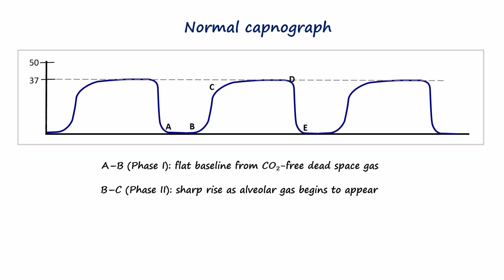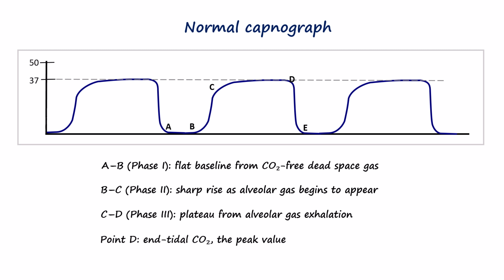The segment C to D represents phase 3, also known as the alveolar plateau, where mostly alveolar gas is exhaled, causing a gradual rise in the waveform. Point D marks the end of exhalation and reflects the end-tidal CO2, which is the highest point on the capnogram. Finally, the segment from D to E represents phase 0, where inspiration begins and the CO2 level rapidly drops to 0 as fresh gas enters the airway. We should also note the normal EtCO2 value, which is between 30 to 40 mmHg.